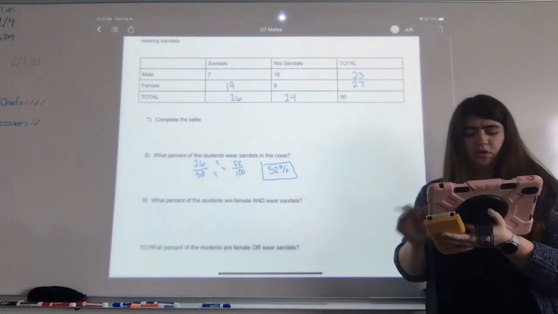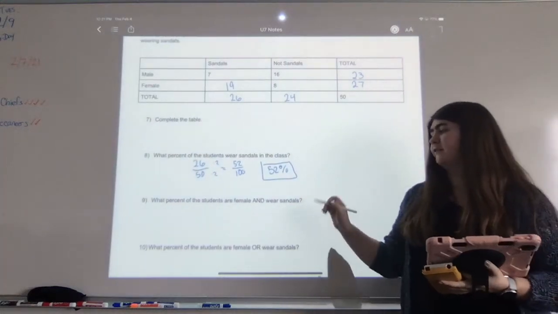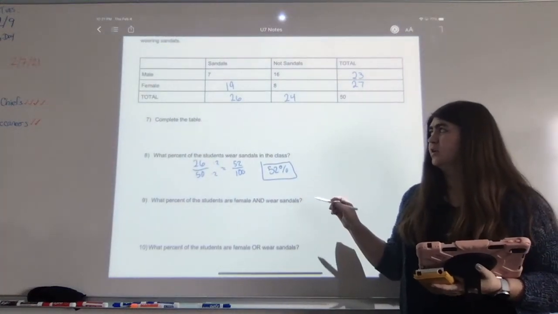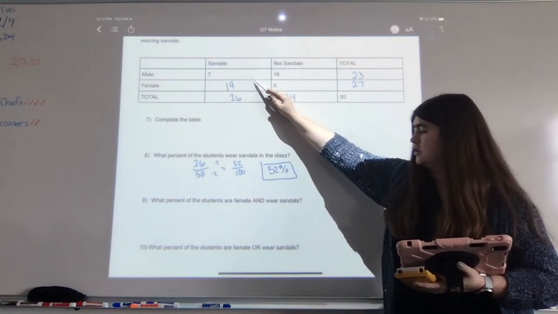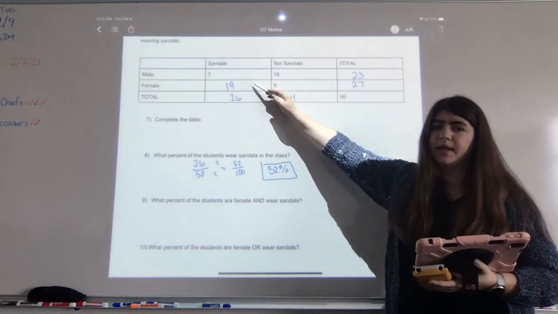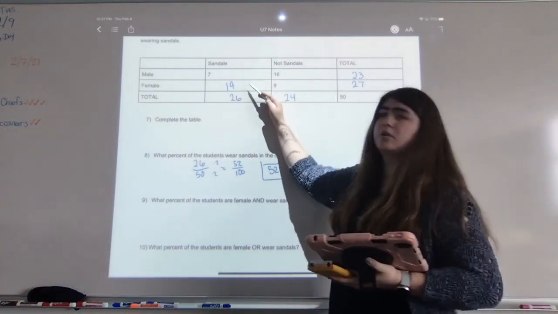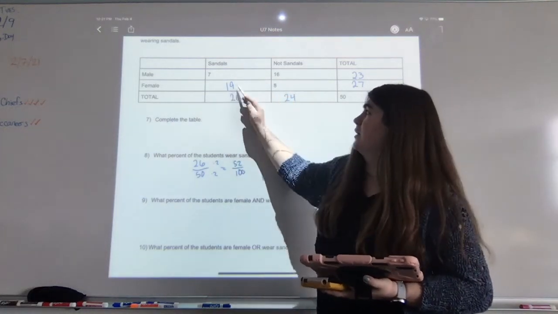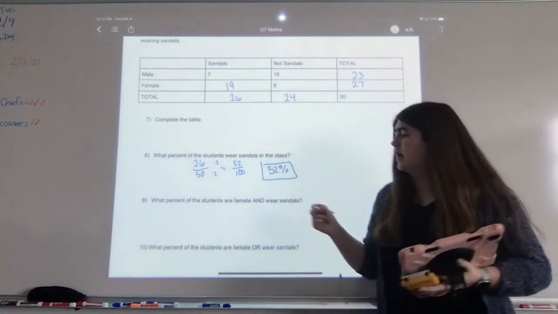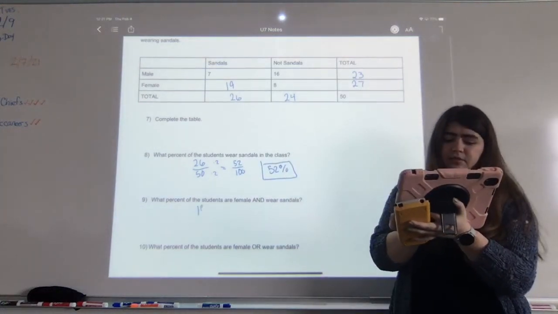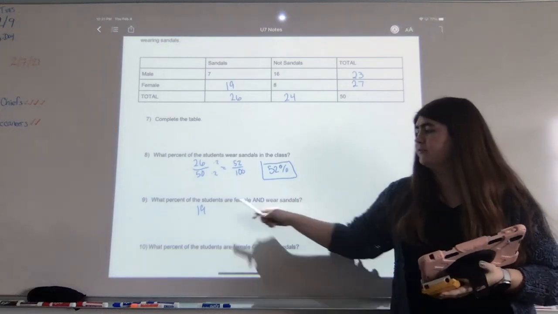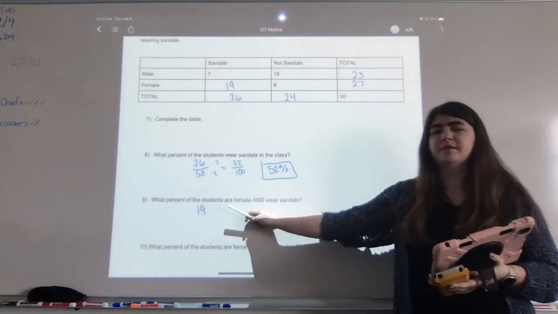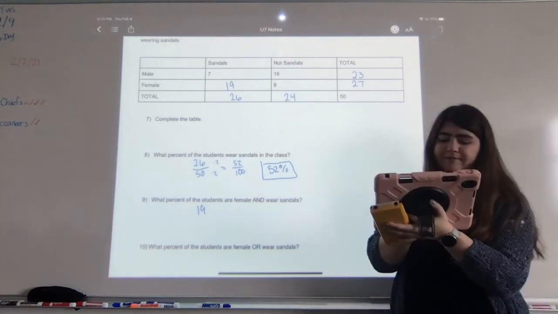Number 9, what percent of the students are female and wear sandals? So we are in our sandals column, and we are looking for both female and sandals. So I can only include the row that is females, which is 19. So I have 19 students who are female and wear sandals, and we're looking out of the total number of students for our percentage. So we're still out of 50.